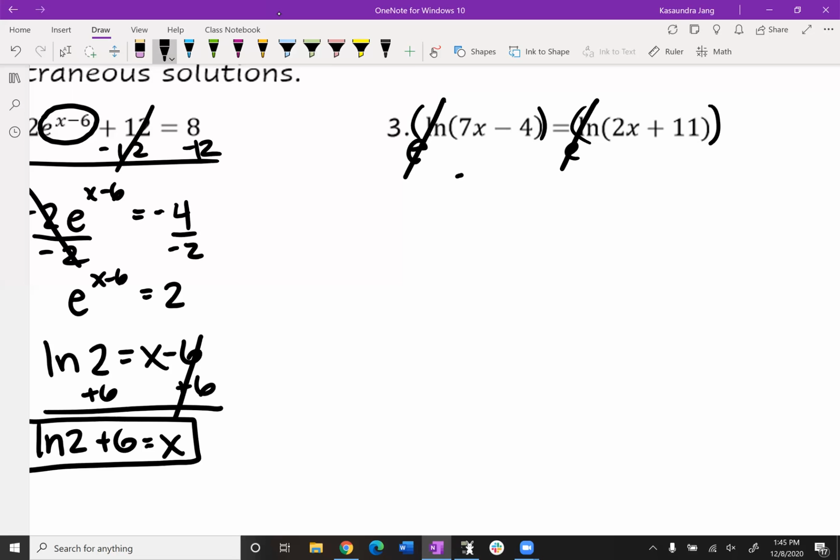So we're now down to 7x minus 4 equals 2x plus 11. All right, so then let's see, Mayu, can you pick it up from here? Mayu, how would you solve for x?